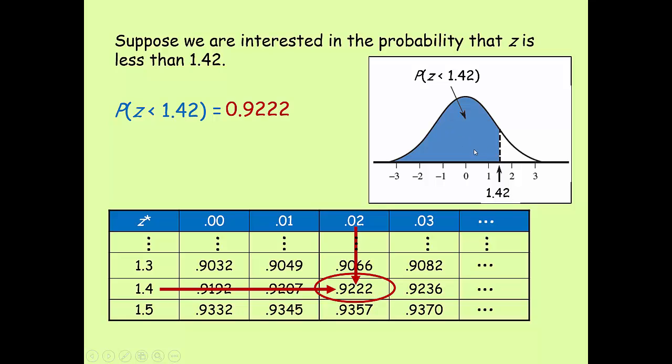So in other words, for this standardized z-curve, the probability that I would get the random variable 1.42 or below would be 0.9222. Now think about it.